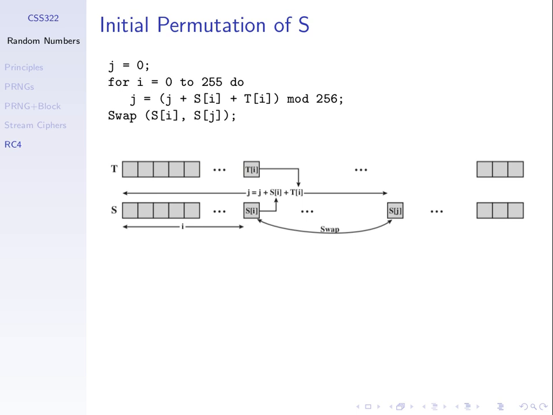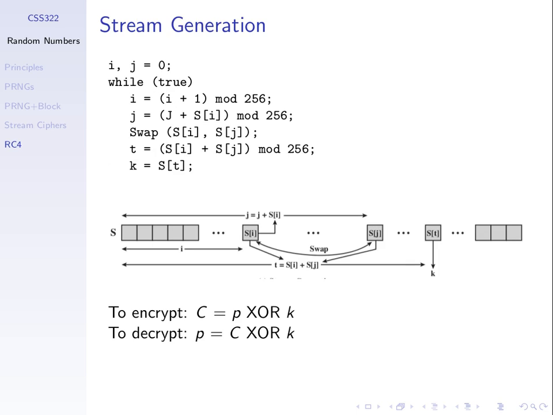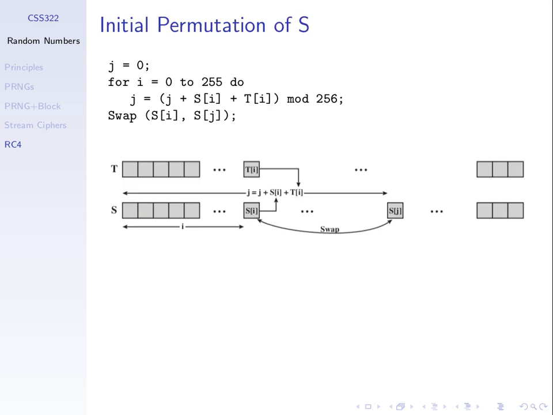Oh, sorry, I removed T. But T is just a repetition of K. So 1 plus 0 plus 2, 3 mod 8, easy. And perform a swap. And swap S1 with S3. See, we just calculated j to be 3. i is currently 1. So we swap element 1 with element 3 in S. So the 0 and 3 values will be swapped.